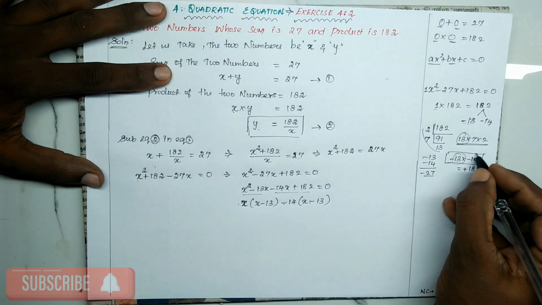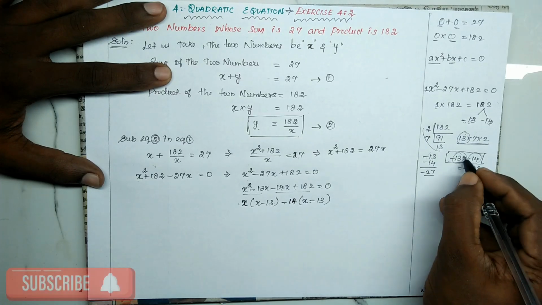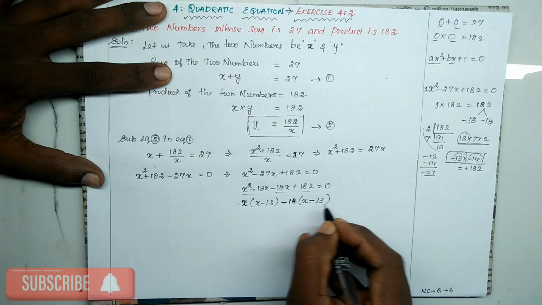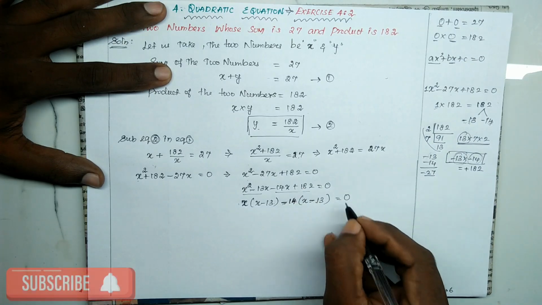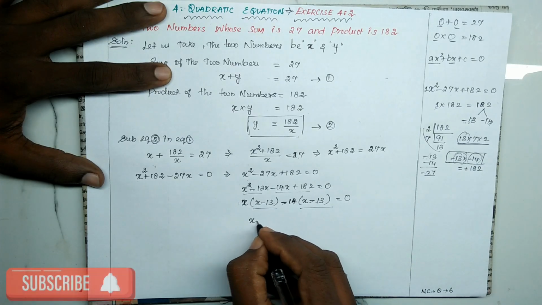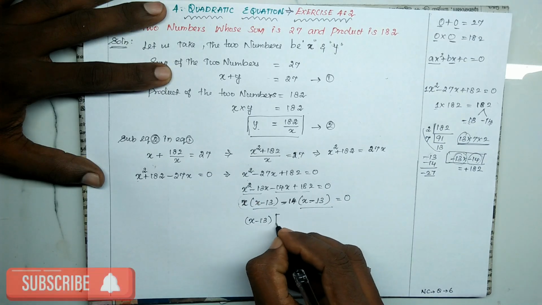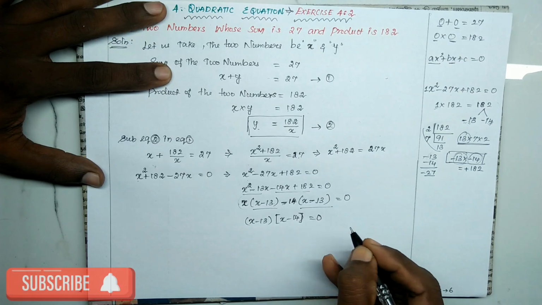See, we already know 13 into 14 is 182. We have taken this 14 outside, so the remaining thing is 13. I'm taking this minus, so we have to put minus, then only minus into minus will get plus. 14 into 13 is 182. Now the common term here is x minus 13. Again x minus 13, we are taking outside. Here x will be the remaining thing and here minus 14 will be the remaining thing. That is equal to 0.